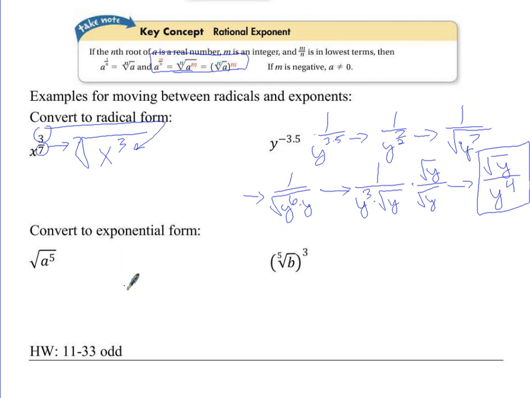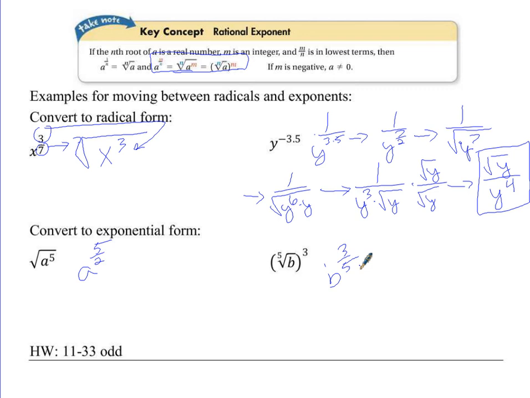Converting to exponential form is usually a lot easier. Let's switch the square root of a to the 5th to exponential form. A to the 5/2. The numerator is the exponent that's on a, and the denominator of my exponent is the index of the root. And how about this last one? No, that's radical form. We want exponential form. B to the 3/5 is the answer. And that's it. You're done.